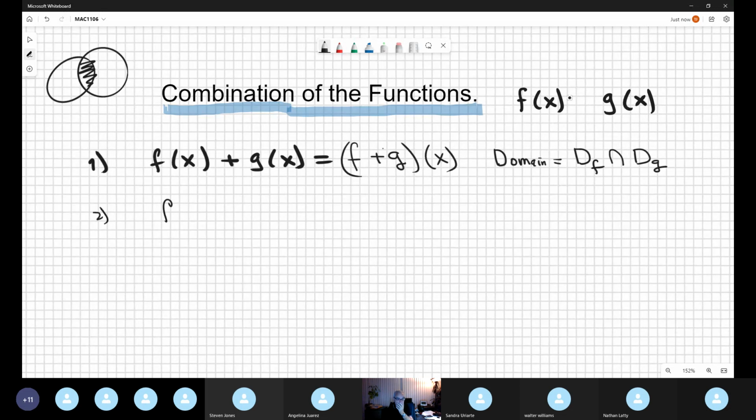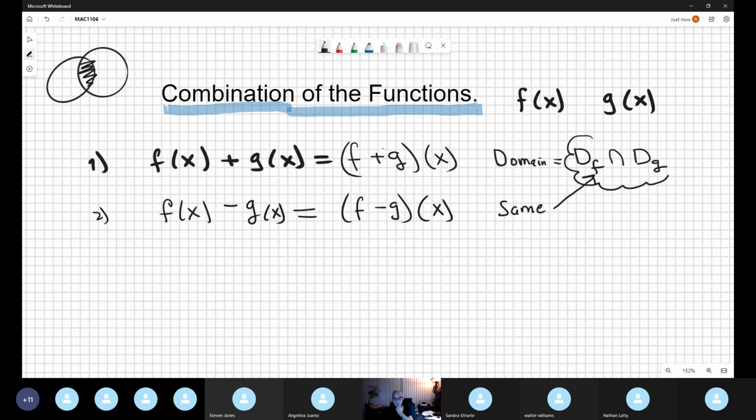Number two is subtraction. And the notation that we are using for subtraction is f minus g. It's important that you be familiar with this notation because in the test, I ask you the question in this notation. So you need to understand what I mean, that it's subtraction. And the domain is exactly the same. Same. Satisfy both domains.